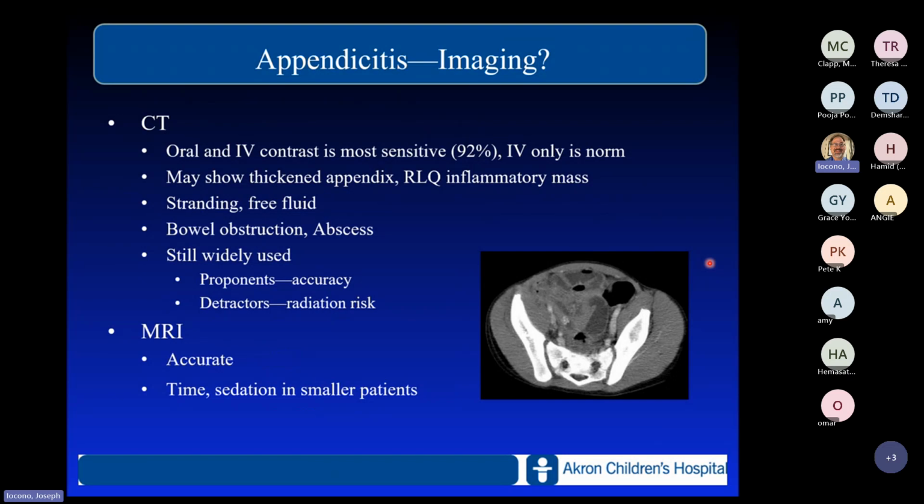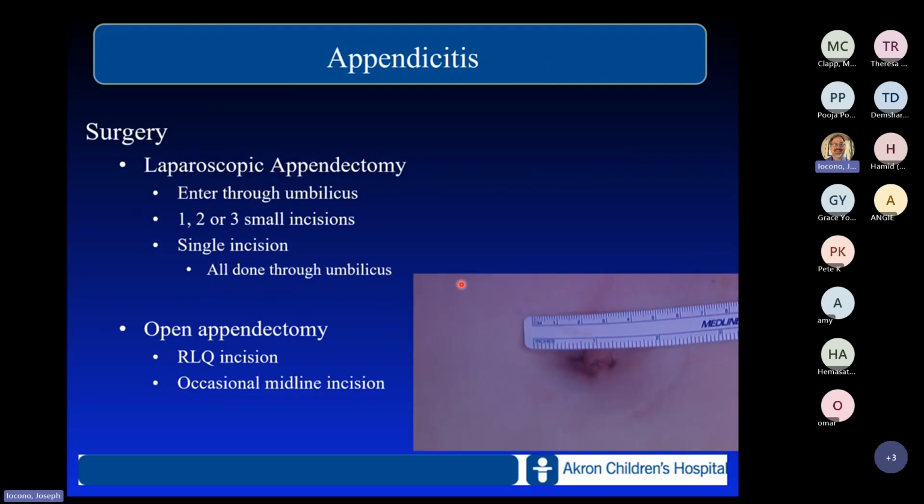You've got to look for stranding. The stranding you're looking for is from delayed venous drainage, which is what gives you stranding on IV contrast. You're looking for free fluid. You're looking for signs of valve obstruction. MRI can be done, and it's very accurate, but it takes a long time, and a lot of times the kids can't stay still.